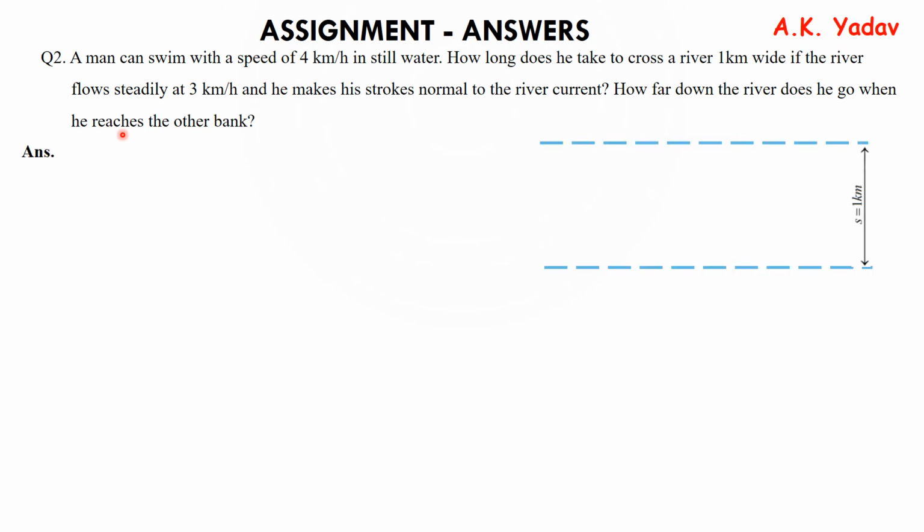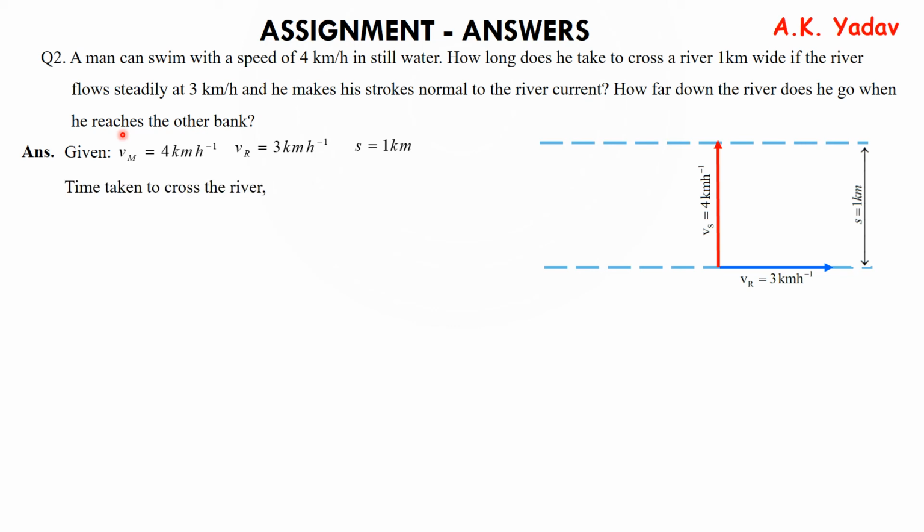So this is the river, 1 kilometer wide, having a velocity of 3 km per hour. The velocity of the swimmer is 4 km per hour. Now he has to jump directly because he wants to cross the river in the shortest time. The time taken to cross the river, T is equal to S by Vm. That is 1 by 4 hours, that is 15 minutes.